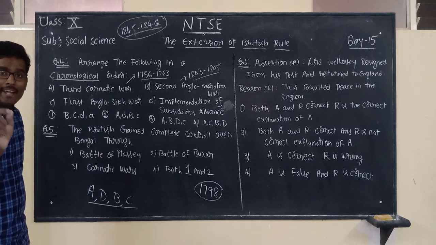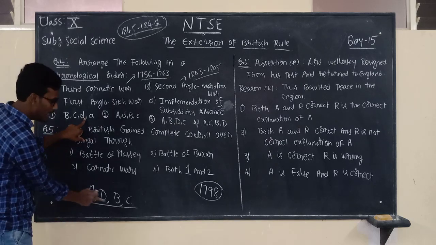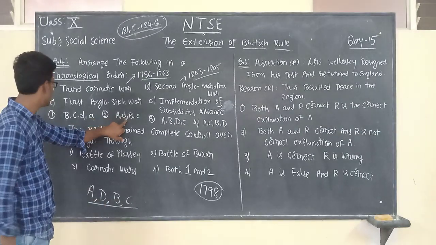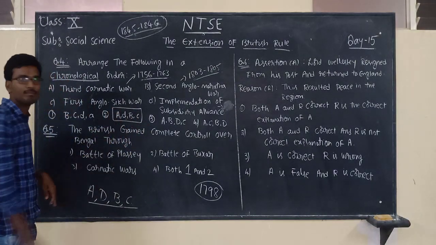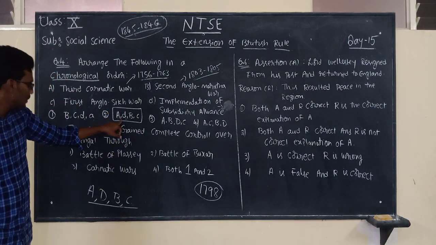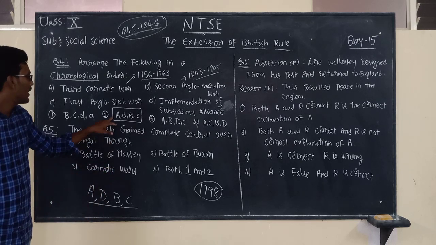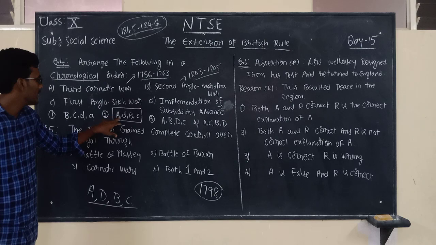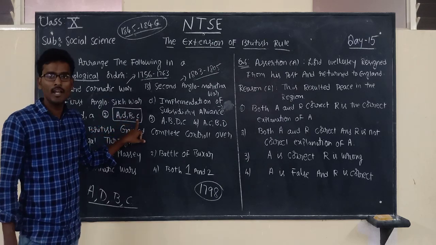So now identify this sequence in the options. B, C, D, A, wrong. D, B, C, wrong. A, D, B, C, this is the right sequence. So now A, D, B, C. Whatever the sequence we got here, that option is given under option number 2, that is ADBC. So children, here ADBC is the right answer.